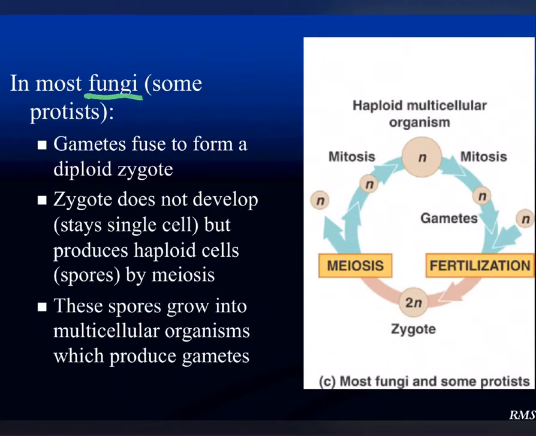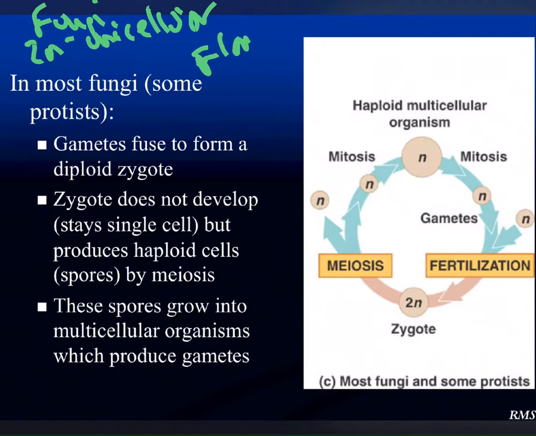And then in our last group, the fungi, once again, we have the haploid and diploid stage. The haploid stage is multicellular. That's going to produce sex cells that come together into a zygote. However, that zygote stays unicellular, and then it makes these sex cells that are haploid once again. So here, we have something completely different. In fungi, the 2N is unicellular.